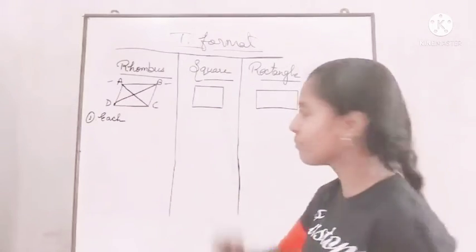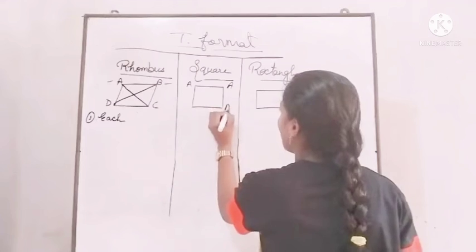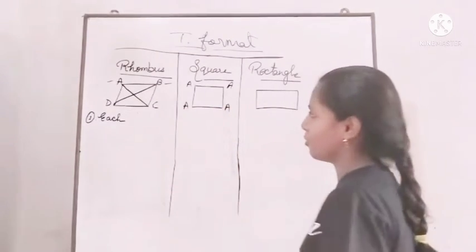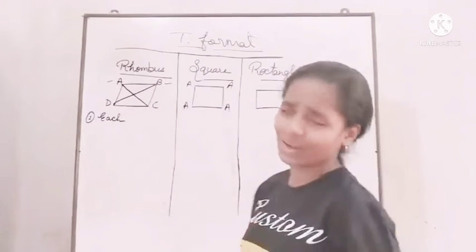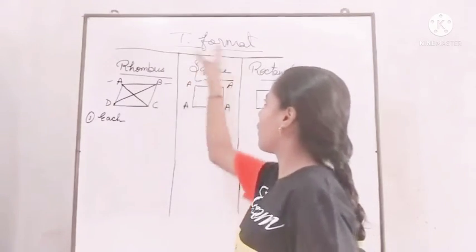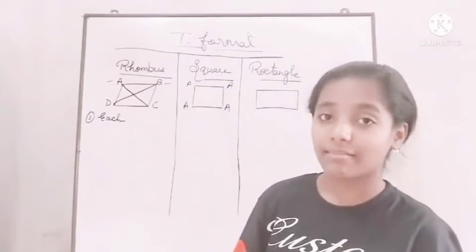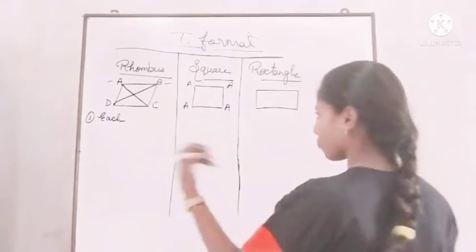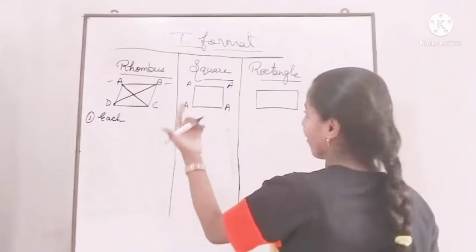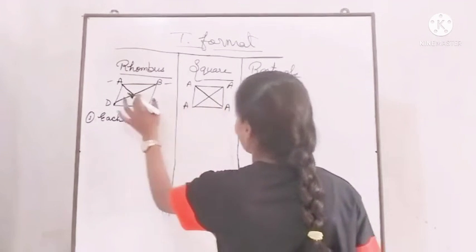Let's take this square. We have this square, with A on all sides. Now you may be confused: why did I draw A over all sides? Because in the figure of a square, every vertex and side are equal. So if we want to draw the diagonal, we simply draw it as in the rhombus.